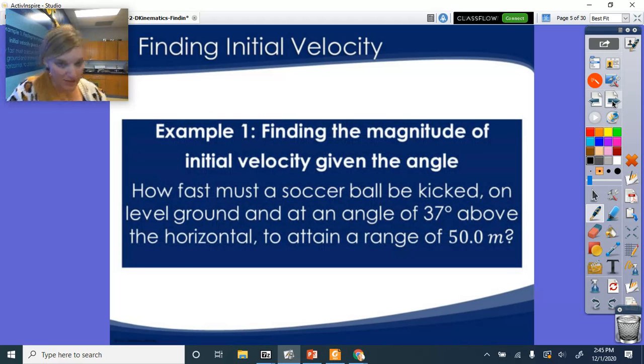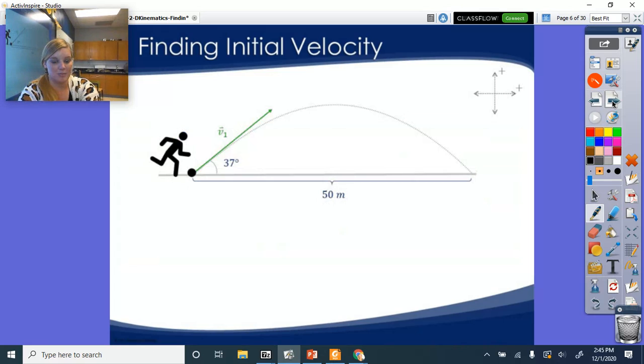So example 1, this will be the only example we actually are going to run through today. Find the magnitude of the initial velocity given the angle. How fast does a soccer ball need to be kicked on level ground and at an angle of 37 degrees above the horizontal to attain a range of 50 meters? So what that's saying is we have someone kicking a soccer ball. They kicked it up at an angle of 37 degrees, and they need it to go 50 meters.